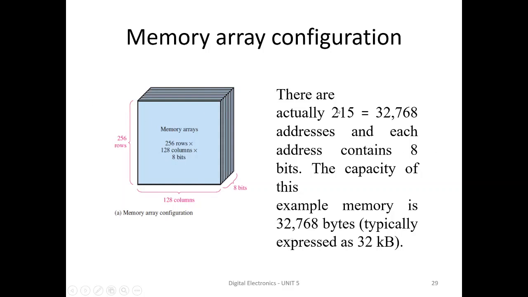Since it is dealing with 8 bits, so 2 power 8, that much capacity my RAM will have. The capacity of this example memory is 32,768, and typically it is expressed as 32 kilobytes. So the capacity is expressed in this manner, in kilobytes or megabytes.